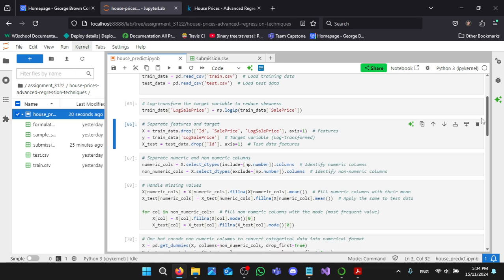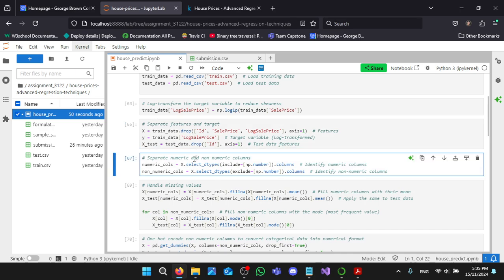Second, we have to separate features and target. So I have to train the data with X and y. The reason I separate is that I need to separate the features, the input variables, and the target variable, the log sale price, from the training data. And I also have to prepare the test data features as well. So the same thing here.